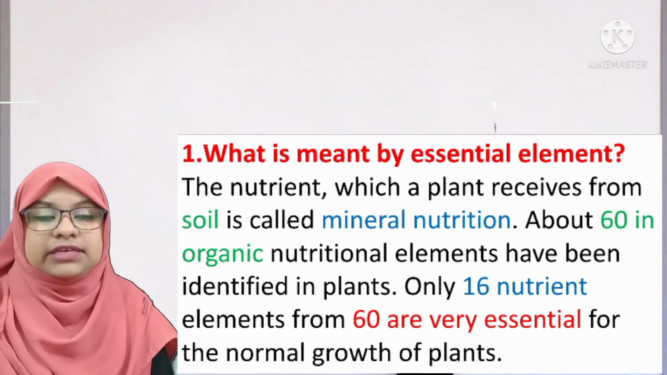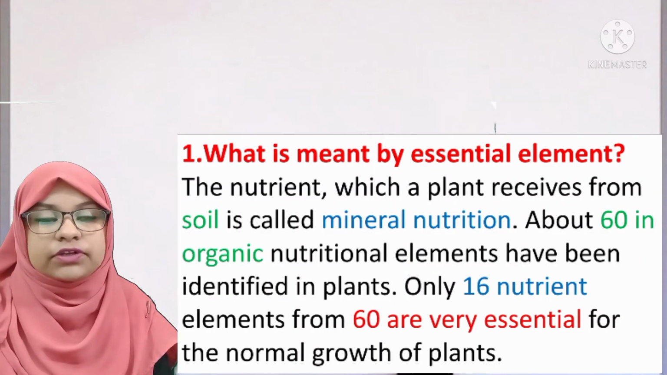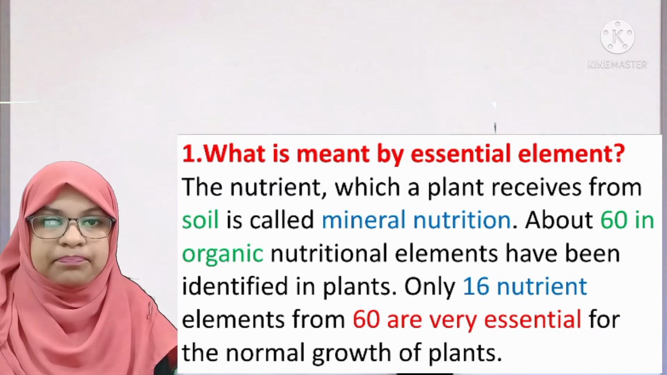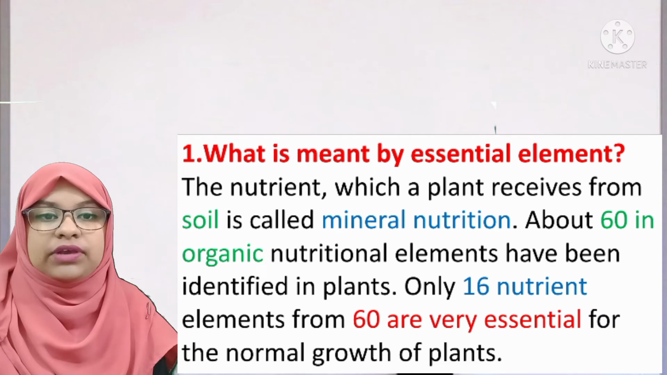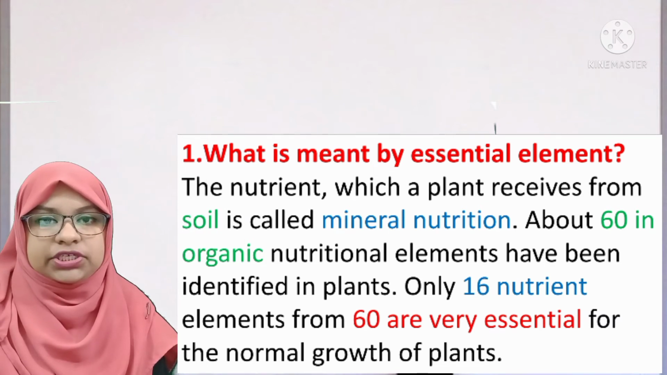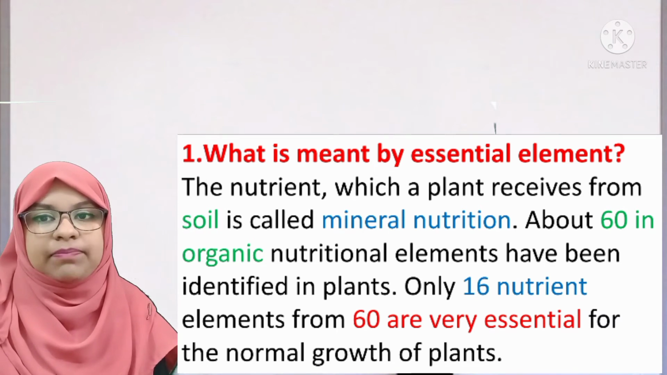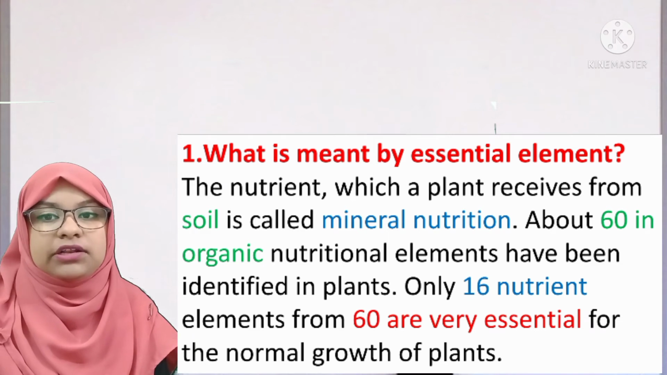Students, let's see the understanding questions from chapter 5. Our first question, what is meant by essential element? All these essential elements are very important for the normal growth of any plants. And let's see what are essential elements. First of all, we have to know what is mineral nutrition. The nutrition which a plant receives from soil is called mineral nutrition.